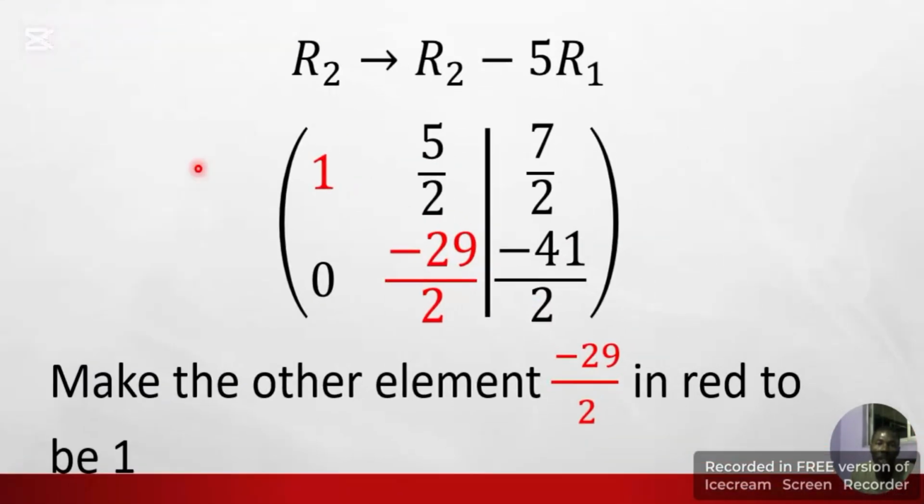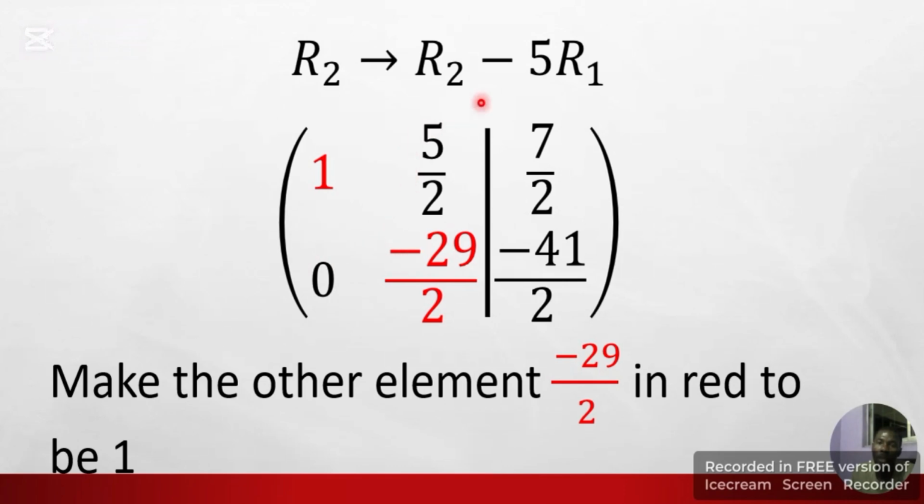What's the operation next? Now R2 implies R2 minus 5 R1. Why do we say minus 5 R1? Because the element here initially was 5. So if we do that, the current R2 will be the previous R2 minus 5 times the existing R1. If I use 5 to multiply this 1, I'll get 5. Then the initial R2 was 5, so 5 minus 5 will give us 0.